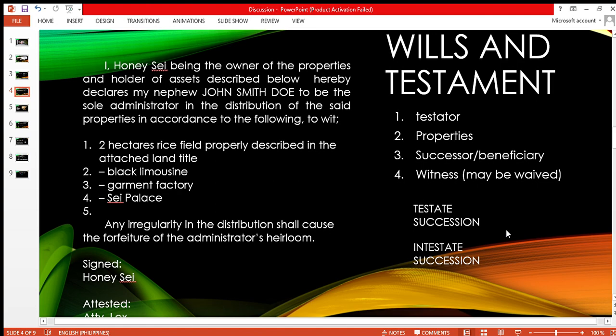Now, the fourth element is the presence again of a witness. Usually, a person who is at the point of death and executes his will needs the assistance of a witness. But this may be waived. Pwedeng hindi matupad yung ika-apat na elemento ng wills and testament, yung witness. Halimbawa, kapag ang isang tao ay malapit nang mamatay, sa Ilocano, ano ba yung term? Agsungsung-ab. Okay.